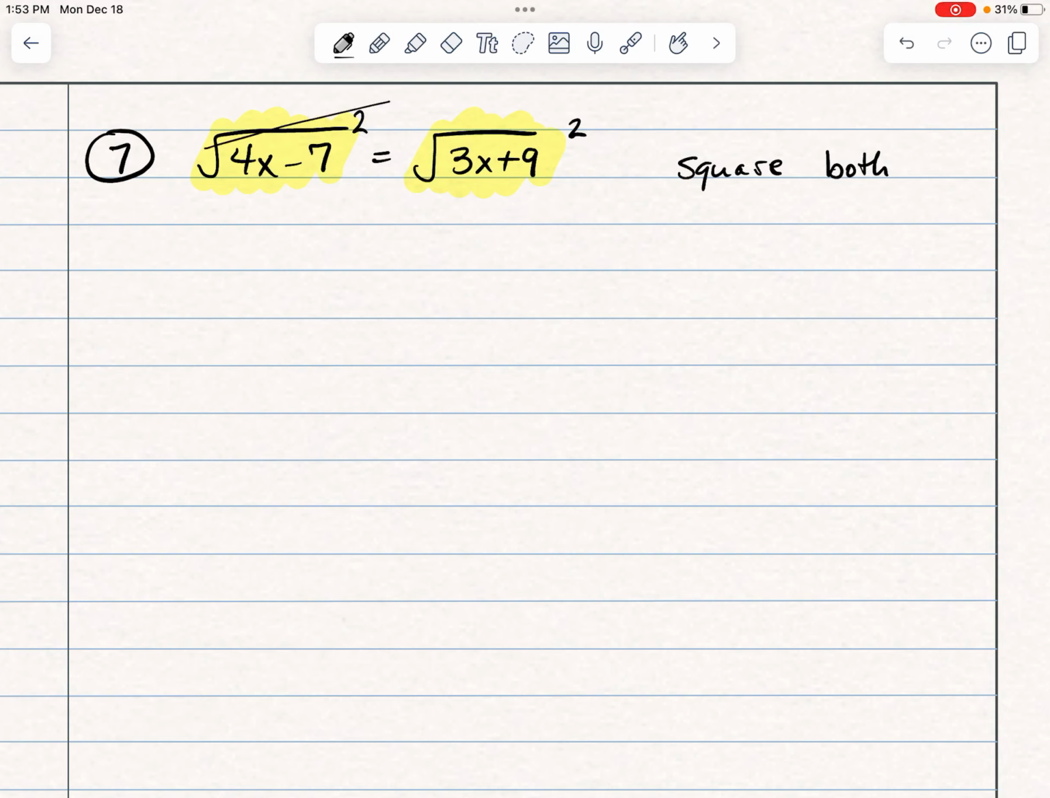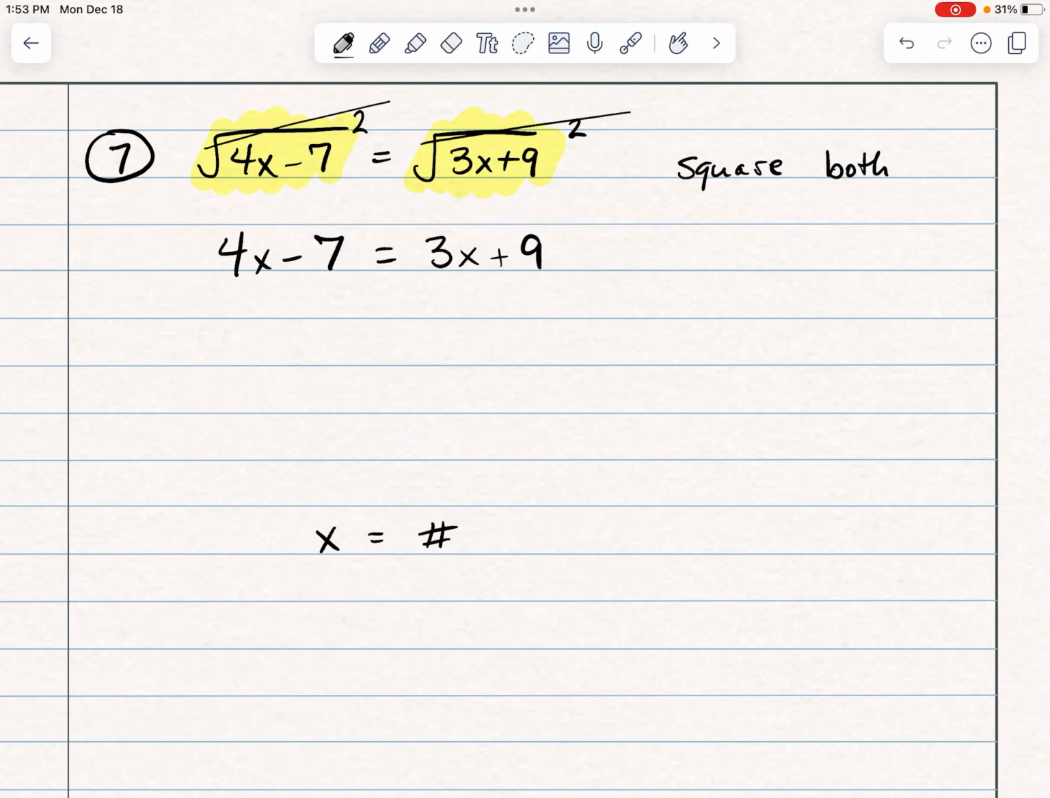How will that help us? Well, that's going to allow our square root and the squared to cancel. That's going to leave us with 4x minus 7 is equal to 3x plus 9. And here we're going to solve for the variable. So at the end, we're going to get x is equal to some number.